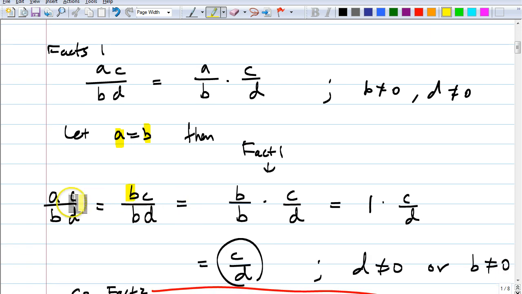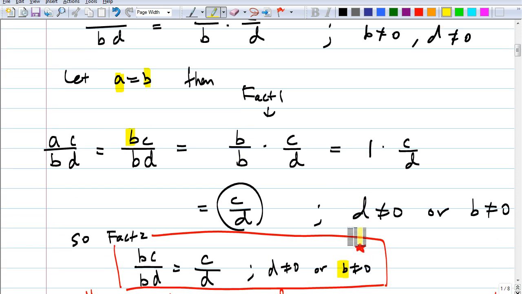So if a is equal to b, then you get b over b, right? So b over b, what's b over b? 1, right? So in other words, if I have bc over bd, you just get c over d, don't you? Because b is cancelled out. It's kind of obvious. It's something you already knew.